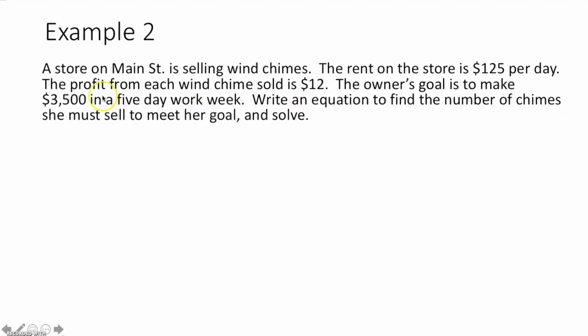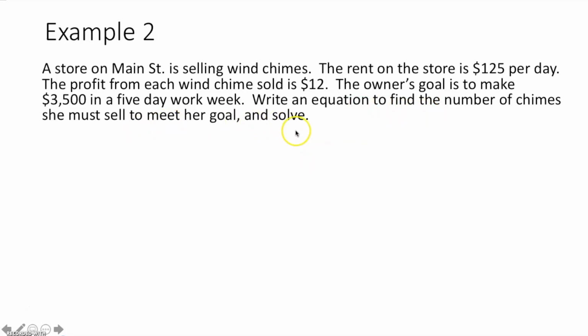Okay, example 2 says a store on Main Street is selling wind chimes. The rent on the store is $125 per day. The profit from each wind chime sold is $12. The owner's goal is to make $3,500 in a 5-day work week. Write an equation to find the number of chimes she must sell to meet her goal and solve.